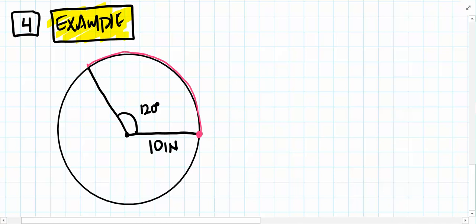Okay. So what we're going to do is we're going to use the arc length formula. So we're going to say S is equal to R times theta. Very, very important idea. S is R theta. So S, which is called the distance, the arc length, is the radius, which is 10, times my angle, which is 120 degrees.